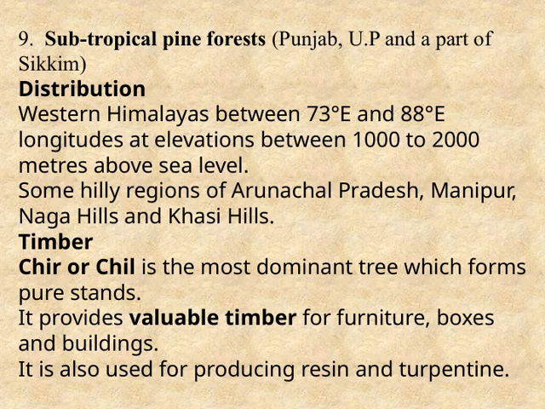Now, when it comes to the trees themselves, the most dominant species is the chir or chill pine. This tree often forms pure stands, meaning large, dense groves of just one species, which is quite characteristic of these forests. Chir or chill pine is highly valued because it provides very good timber, used for making furniture, boxes, and even buildings. Beyond that, it has other uses as well.